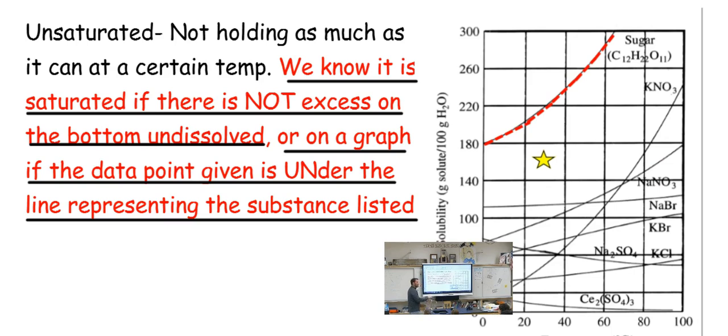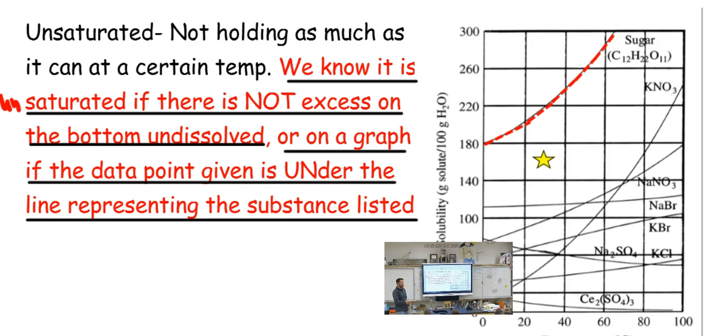Unsaturated means it's not holding as much as it can. We know it is unsaturated if there is not excess on the bottom undissolved. That means I must be able to still put stuff in.